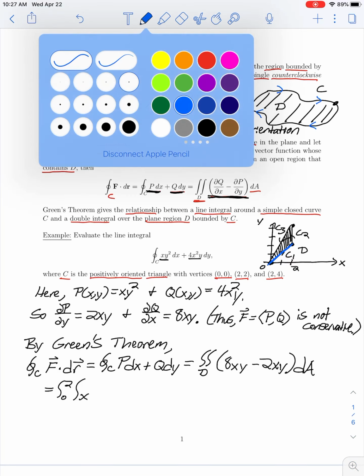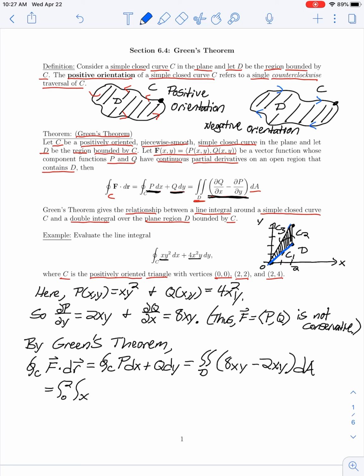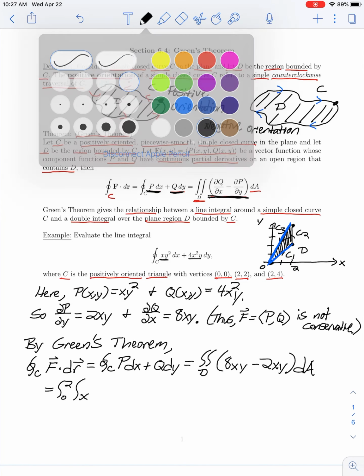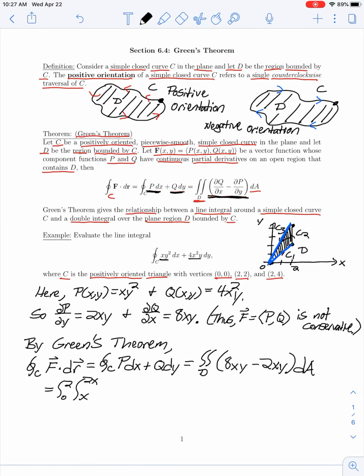And then the upper bound for our y integral would be the equation of this line, which forms the upper bound for our region D. That is the line through the origin and the point 2, 4. So that is the line of slope 2 through the origin, so y equals 2x. Now combining the terms in our integrand, 8xy minus 2xy, we're left with 6xy, integrating in the order dy dx.